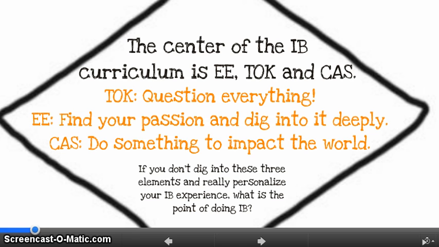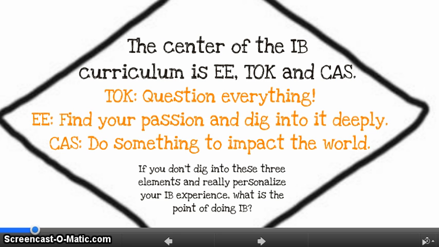Well, the center of the IB curriculum, as you know, the center of that circle of the 6 areas, is extended essay, theory of knowledge, and CAS. The theory of knowledge course that you're going to be taking next year really asks you to question everything. It asks you to think deeply about how you learn and how human beings acquire knowledge. The extended essay process asks you to take that and dig deeply into some academic area that you're passionate about.